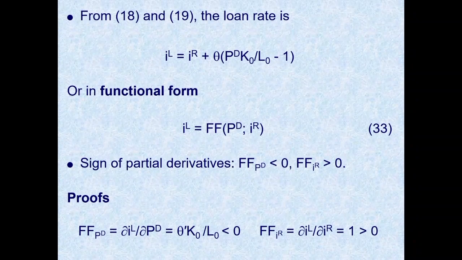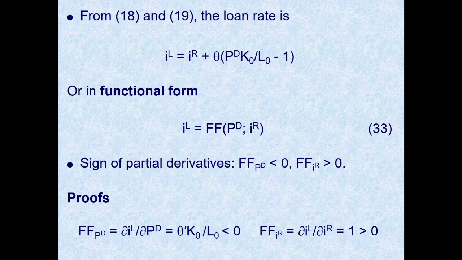When you have a functional form like this with several variables, then you can define the partial derivatives of this functional form with respect to each variable. So in this case, the derivative of FF with respect to PD is going to be simply this expression here. You take the derivative of theta, and then you take the derivative of what's inside, right? This is the derivative of a function. So it's going to be theta prime multiplied by the derivative of this term here, which is taking K0 divided by L0 as constant. So this is what you get.